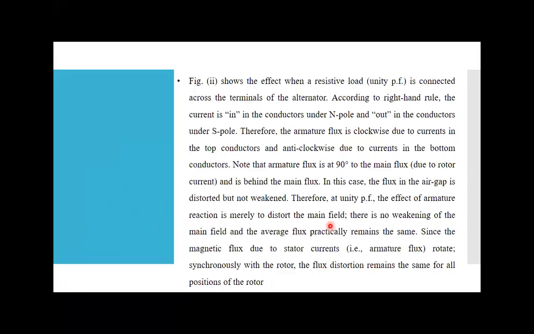So the last statement is very much important. The magnetic flux due to the stator, meaning armature, and the magnetic flux due to the rotor, meaning field, rotate synchronously, so the flux distortion remains the same for all positions of the rotor. Okay.